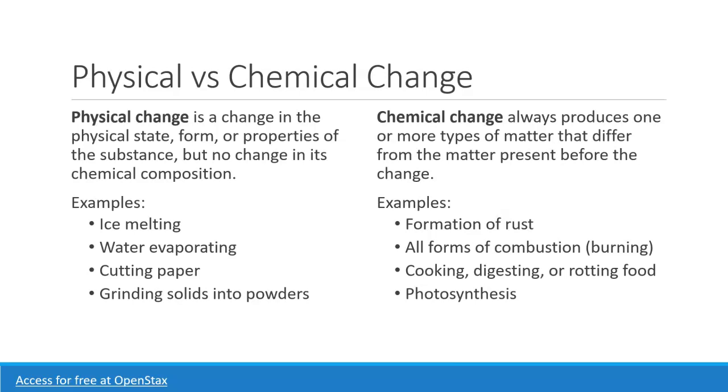So a physical change is going to be a change in the state, form, or properties of a substance, but there will be no change in its chemical composition. So examples of this, one of the most important are going to be any type of phase changes. So if we go from a gas to a liquid, or from a liquid to a solid, or vice versa if we go from solid to liquid or liquid to gas, or we'll see eventually you can go between a gas and a solid. Any of those phase changes will be included.